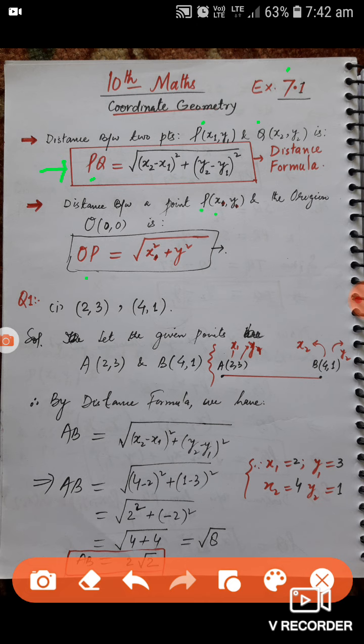That is OP is equal to square root of x square plus y square, because instead of x2 or any other, the coordinates of the other point are 0, 0. So I have to remember these two formulae in order to solve the exercise.